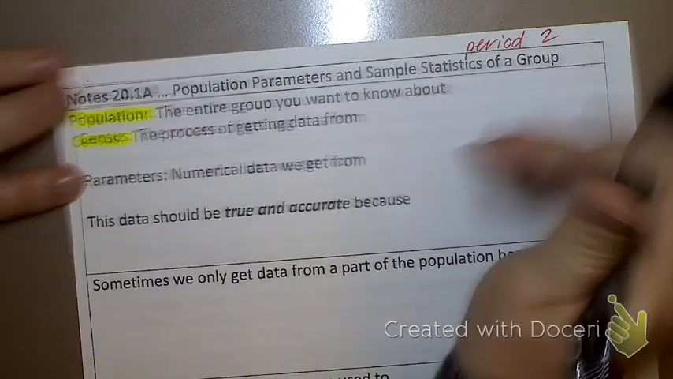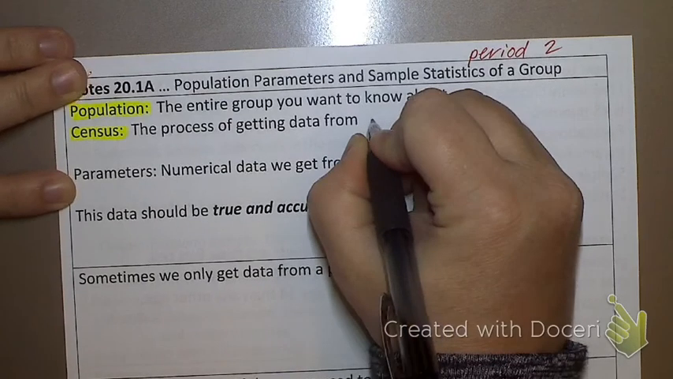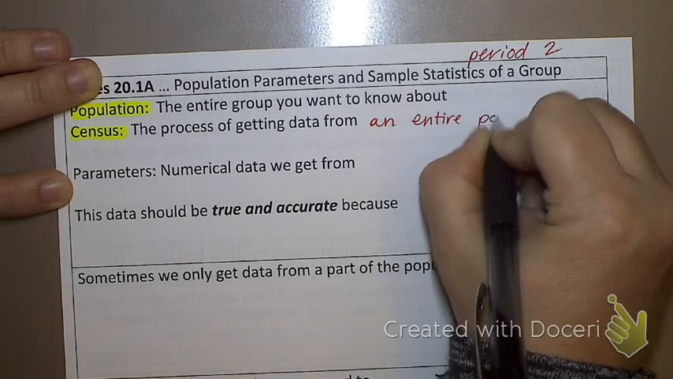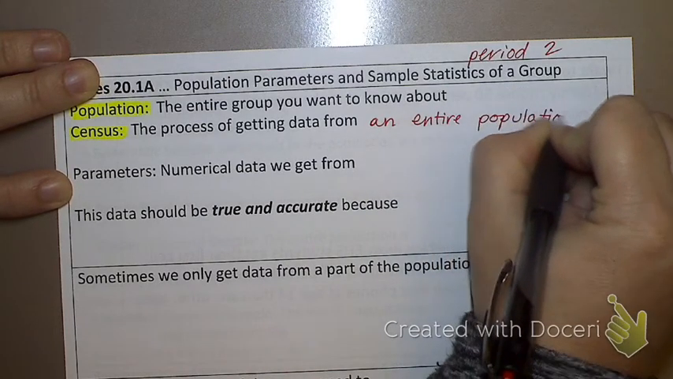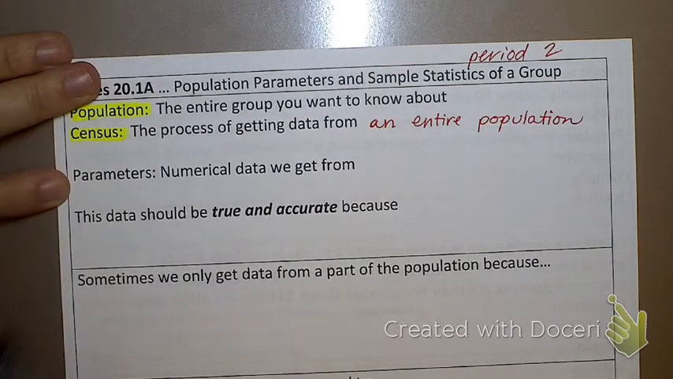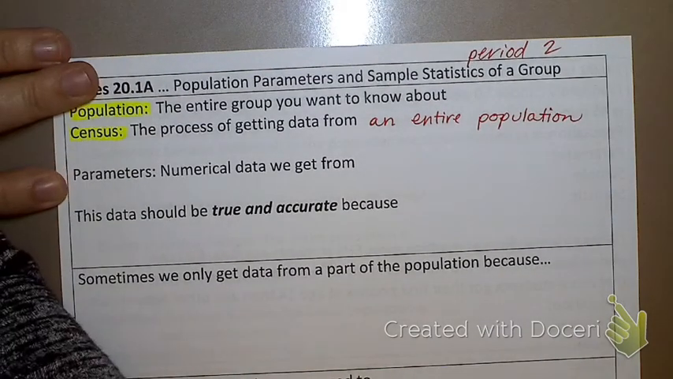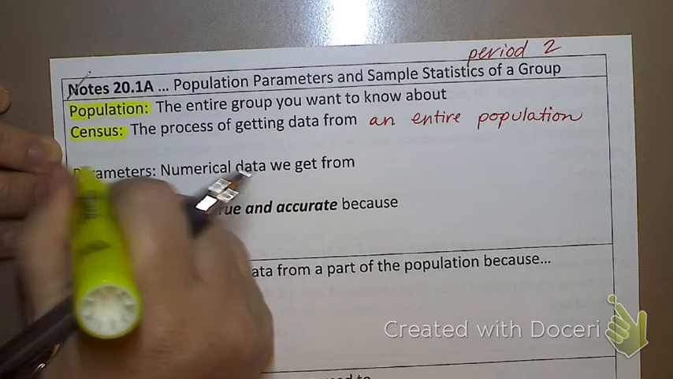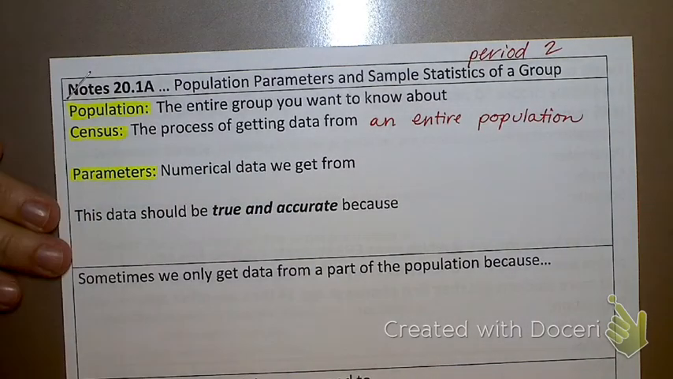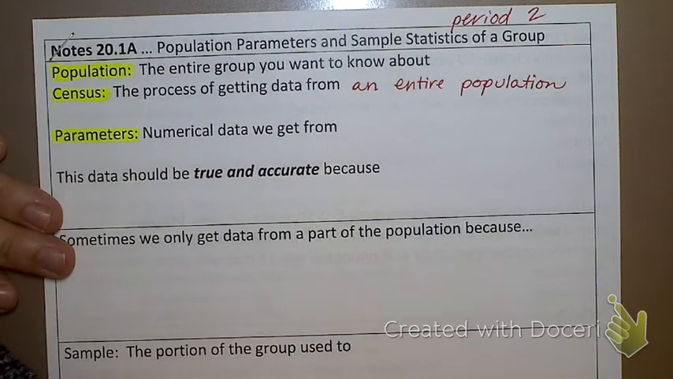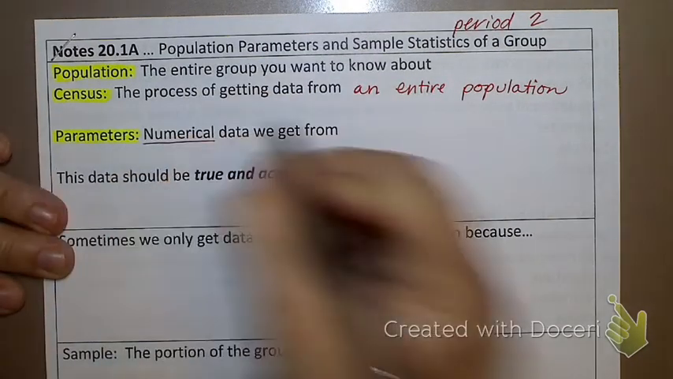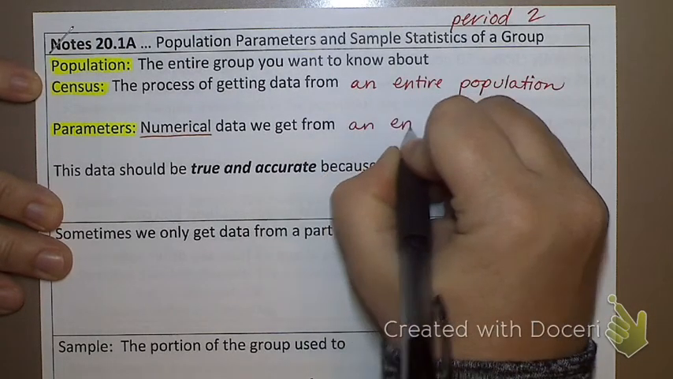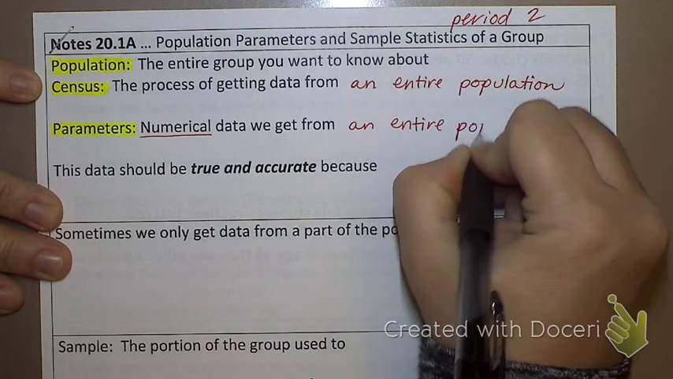So, a census is the process of getting data from an entire population. Once we have a census, we have what are known as parameters. Parameters are numerical data that we get from an entire population as well.